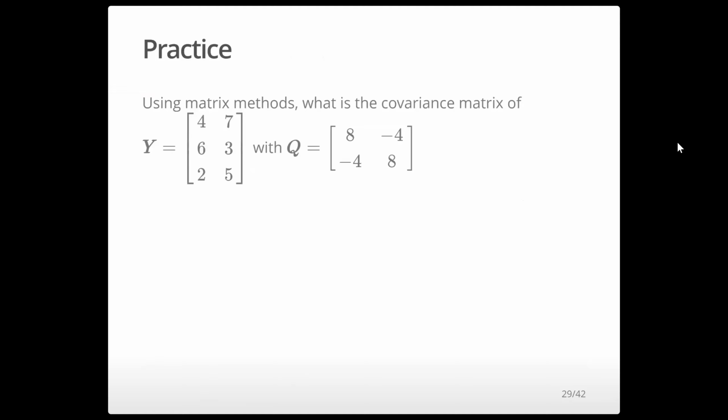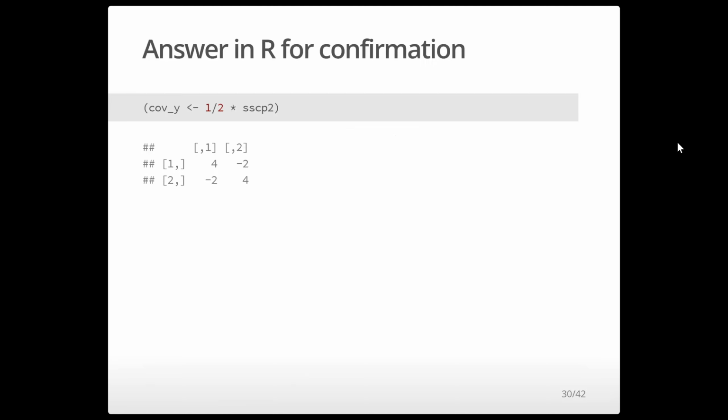And so again, you can practice here on the Y matrix. So once again, the Y matrix is there just as a reminder that it has n equals 3. So you're going to want to take 1 over 3 minus 1 times the Q matrix, and that will give you the covariance matrix of Y. And so here is the answer in R, just for confirmation.